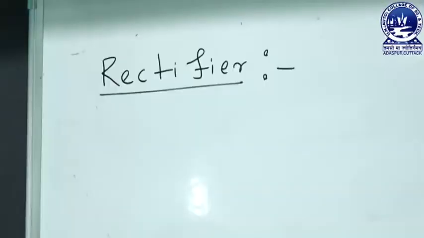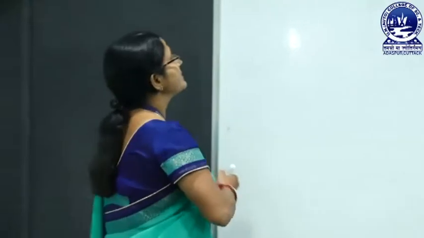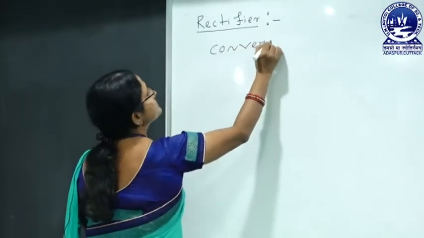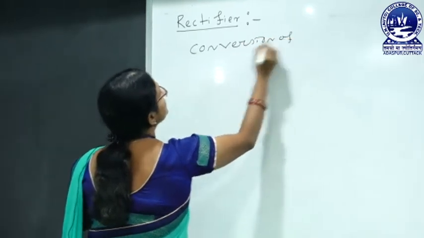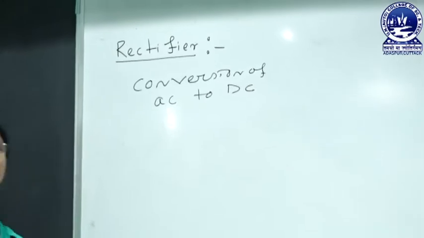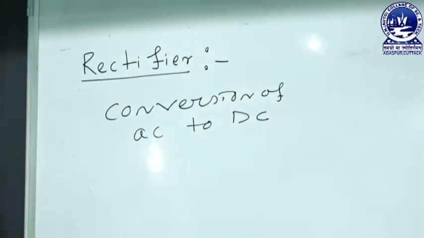Today I discuss the topic rectifier. What is the exact meaning of the rectifier? An electronic device that converts alternating current to direct current is known as a rectifier. That means, shortly, conversion of AC to DC is known as rectifier. Then types.